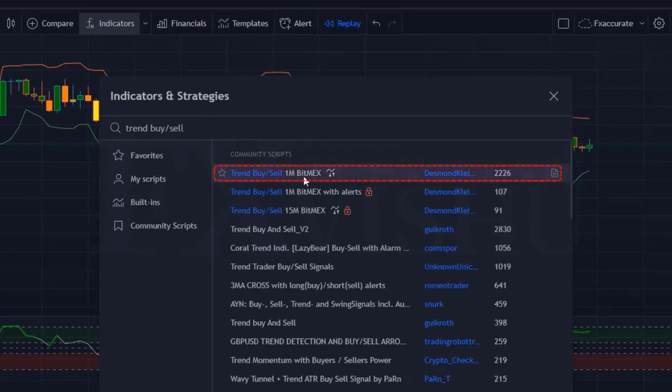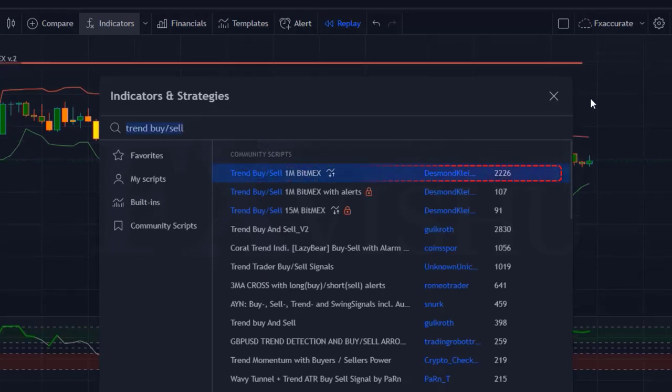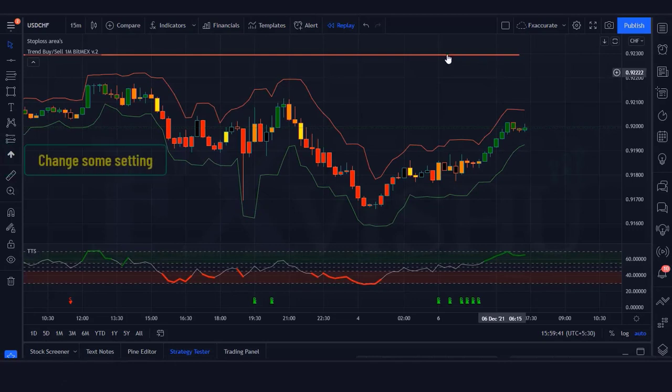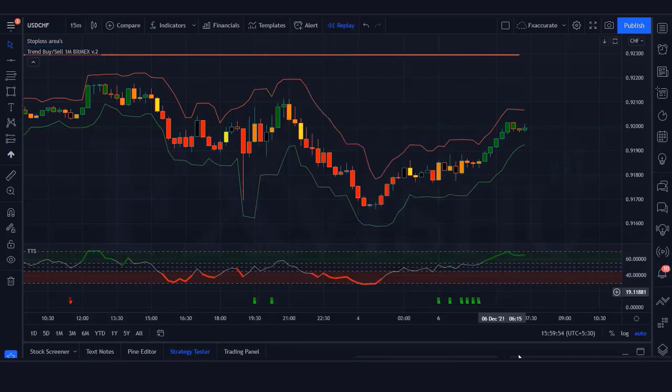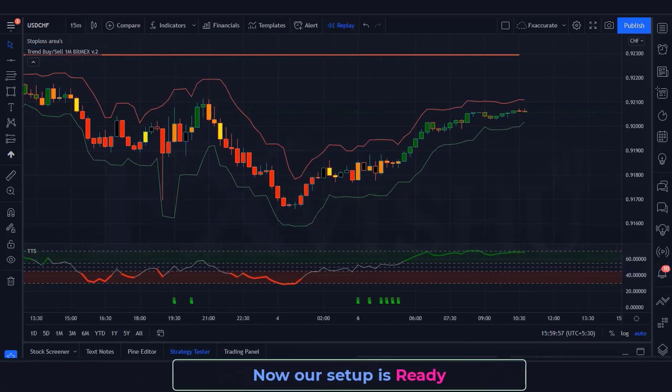After that we have to click on the trend buy sell 1M BitMEX option, in which we have to change some settings. In this, we have to hide some options. Now our setup is ready.